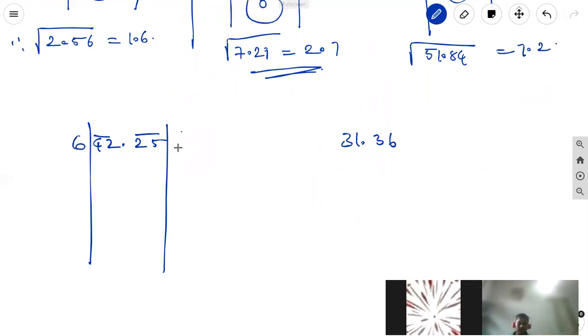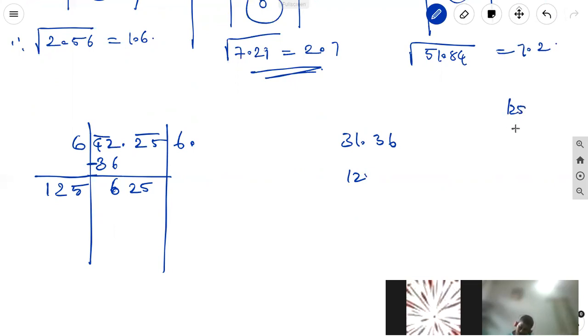6 6s are 36. Subtract, 6 is the remainder. Put the point in the quotient, and write the decimal part beside the remainder. Then the dividend is 625. Next, in the second step, take the double of the quotient, that is 12, 6 2s are 12. The units place is 5, so we multiply with 5.